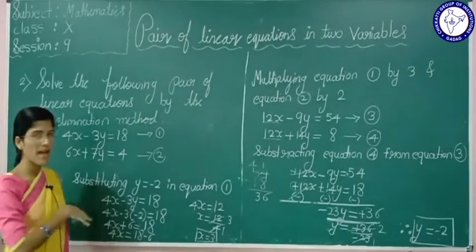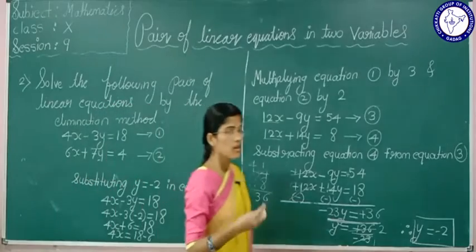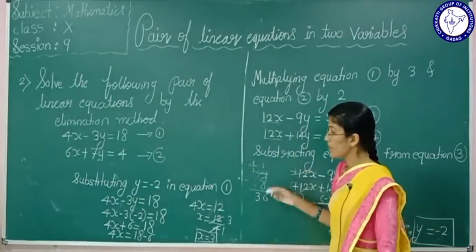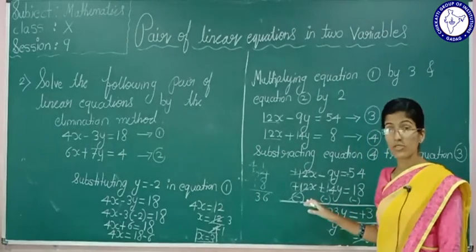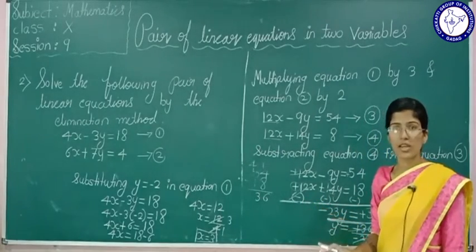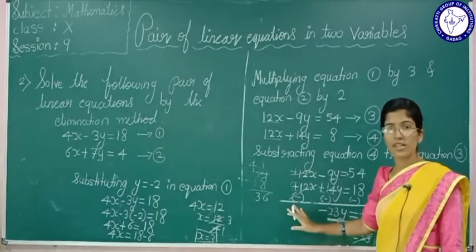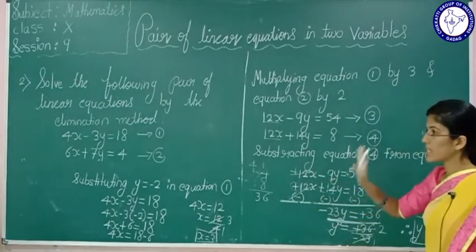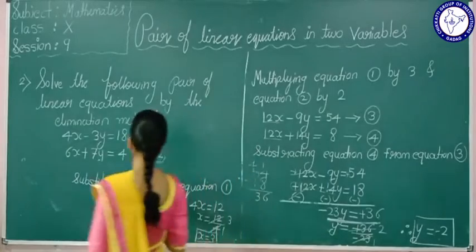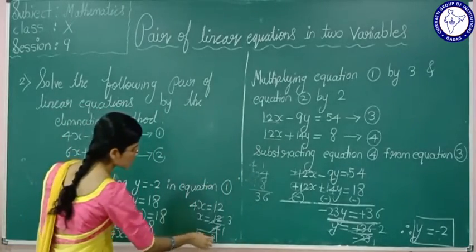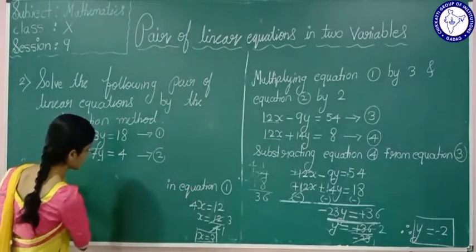Now see students, for this problem I have eliminated x. Now we will see if I eliminate y, whether it will give the same answer. You may have some doubt. What I told, you can eliminate x or y, but the answer will come the same. We will verify that. Now I eliminated x for this problem, and now I eliminate y. Here we got the solution x is equal to 3 and y is equal to minus 2 as the solution of the given equations.